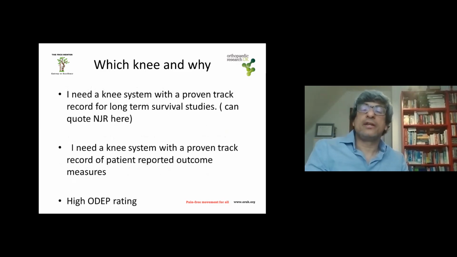Then say, this is where most people jump onto NJR and things. So yes, say I need a knee system with a good proven track record. You can use your NJR data quotation here. You can say I need a high ODEP rating. And more importantly, I'll just give you a tip that for knees, hips, anything, just have one good paper for a long-term survival, which you know about.